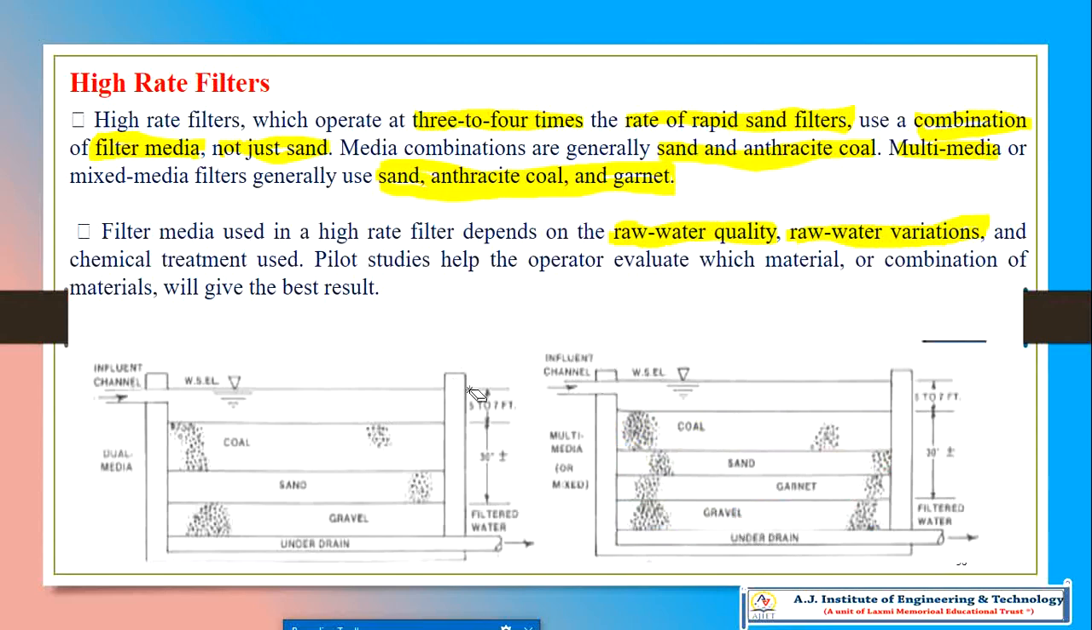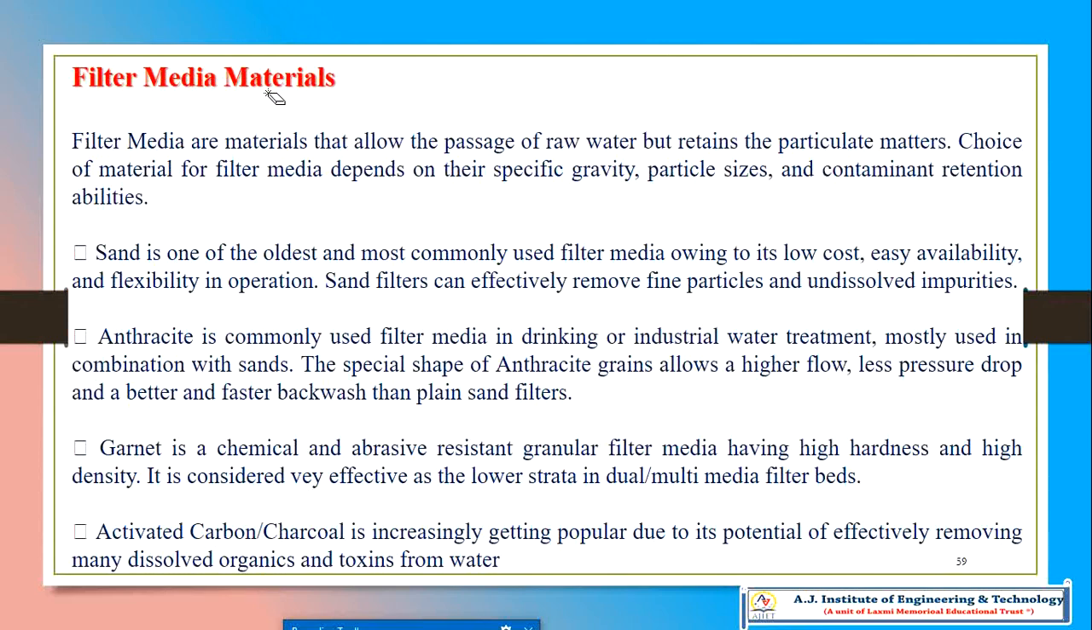Okay, we'll move to another slide, that is filter media materials. I will highlight the point by using the laser cursor. Filter media is material that allows the passage of the water but retains the particulate matter there only. That is what filter media is. Sand is one of the oldest, most commonly used filter media, owing to its low cost. And sand filter can effectively remove the fine particles and undissolved impurities. Okay, undissolved impurities can be removed.